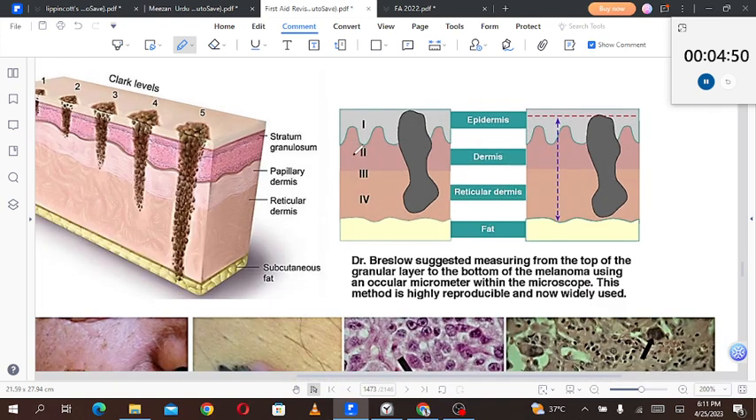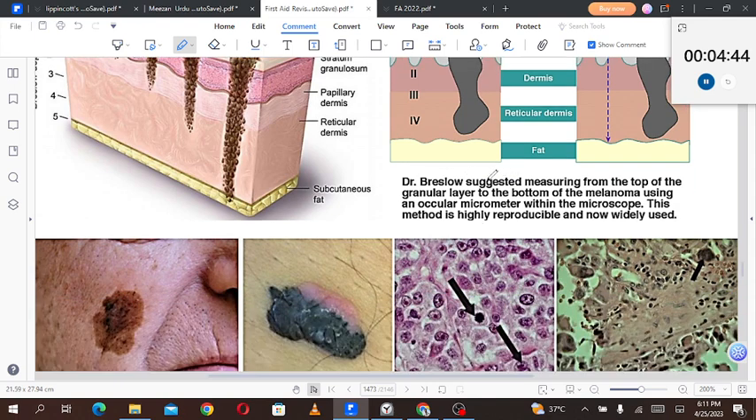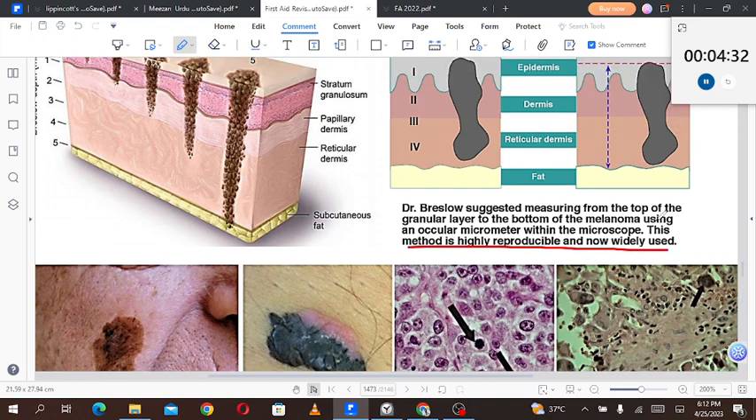So the grade 1 is the one in which what? So these are Breslow suggested measuring from the tip of the granular layer to the bottom of the melanoma using an ocular micrometer within the microscope. This method is highly reproducible and now widely used.